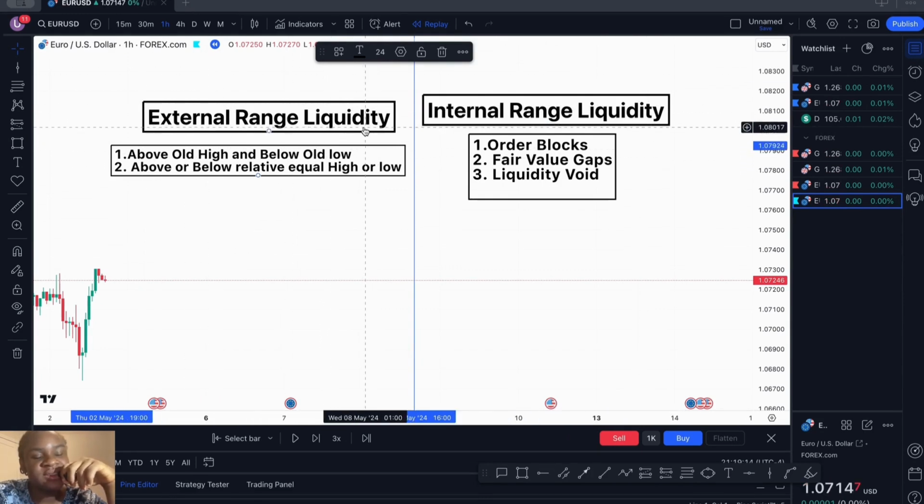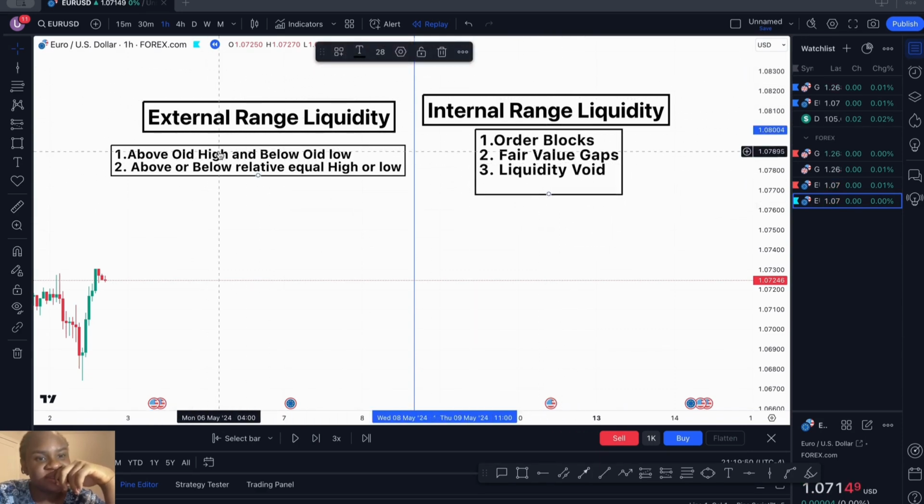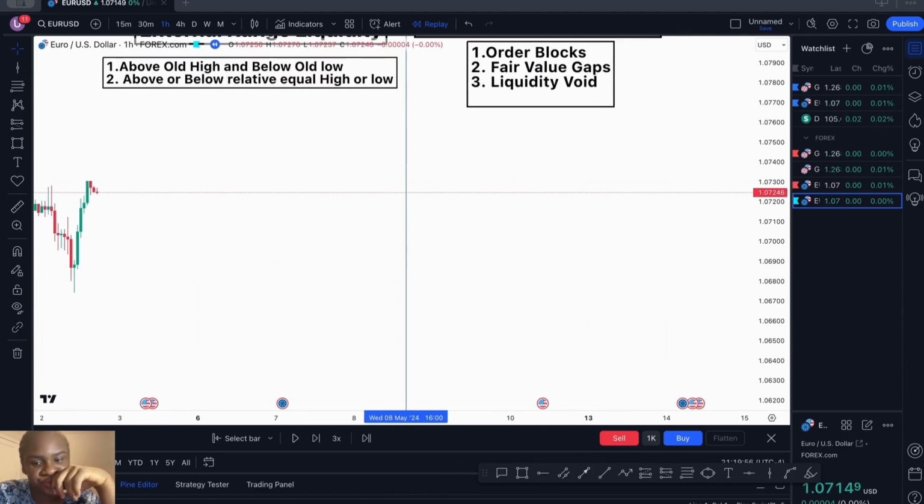Now, the external range liquidity, we have above old highs and below old lows, and we have above or below relatively equal highs or lows. I'm going to explain this very well in the best way I can for you to understand. And for the internal range liquidity, we have the order blocks, we have the fair value gap, and we have the liquidity void. Every time market takes out an external range liquidity, market is coming back to take internal range liquidity. Anytime liquidity is taken internally, market is coming back to take external range liquidity. They are like twins, vice versa, in the sense that I'm going to use a drawing to show you.